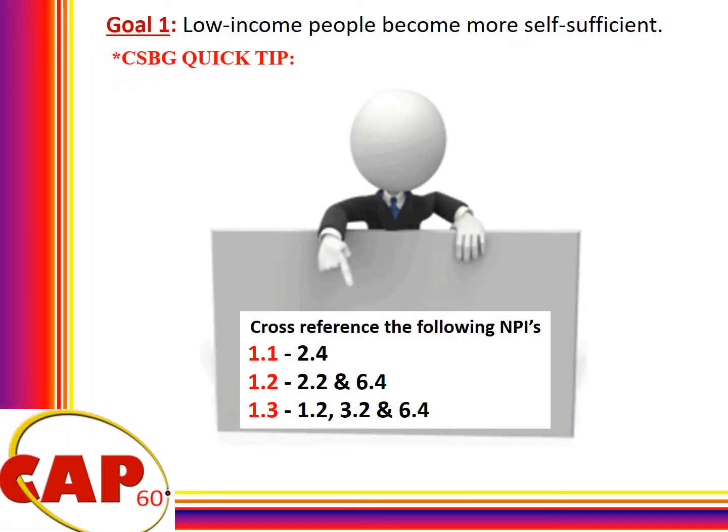Here is a CSBG quick tip regarding Goal 1. There are additional NPIs that should be cross-referenced just in case they can be used in conjunction with the NPIs you have already selected. If you used NPI 1.1, please cross-reference NPI 2.4. If you used NPI 1.2, please cross-reference NPIs 2.2 and 6.4. And finally, if you use NPI 1.3, please cross-reference 1.2, 3.2, and 6.4.